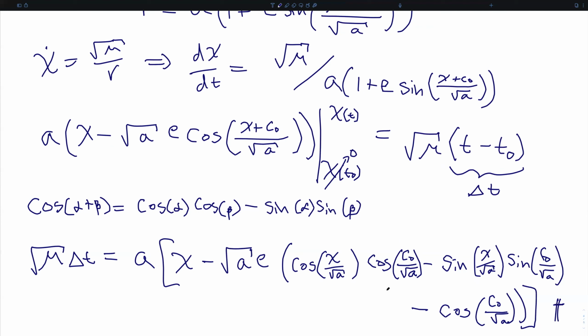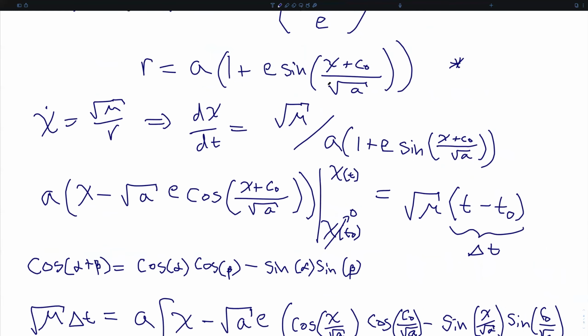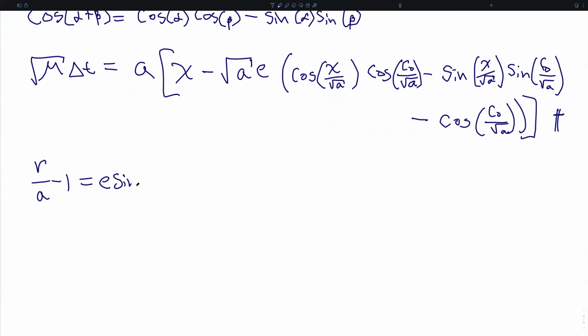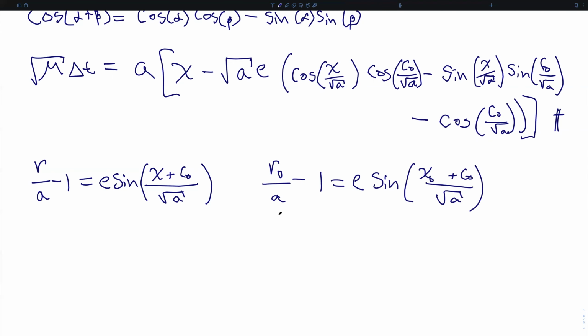And now we're going to briefly return to our start expression from earlier, this r expression over here. And we will use this to write r divided by a minus 1 is equal to e times the sine of chi plus c naught over the square root of a. If we evaluate this at a time t naught, then we find r naught over a minus 1 is equal to e times the sine of chi naught, which we're setting to 0, plus c naught over the square root of a.